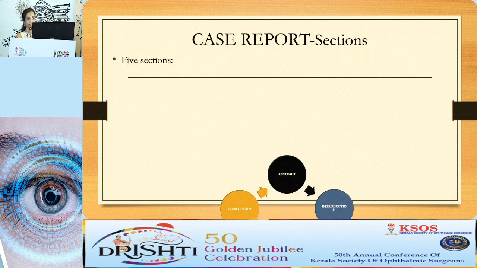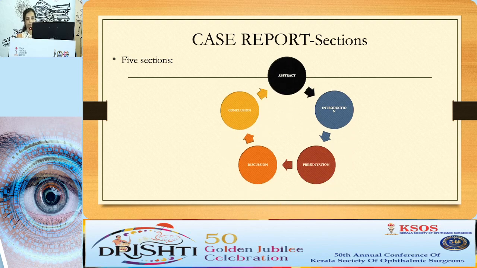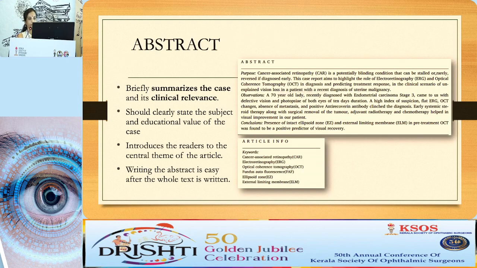So these are the five important sections, as I already mentioned: abstract, introduction, presentation, discussion, and conclusion. The abstract should briefly summarize the case and its clinical relevance. Why are you reporting this case and what's the clinical importance? It should clearly state the subject and educational value of the case, and introduce the readers to the central theme of the case or the article. This actually should be written at the end. Once you write the whole case report, you should write the abstract as the last thing, because then you have an idea what you really want to project.